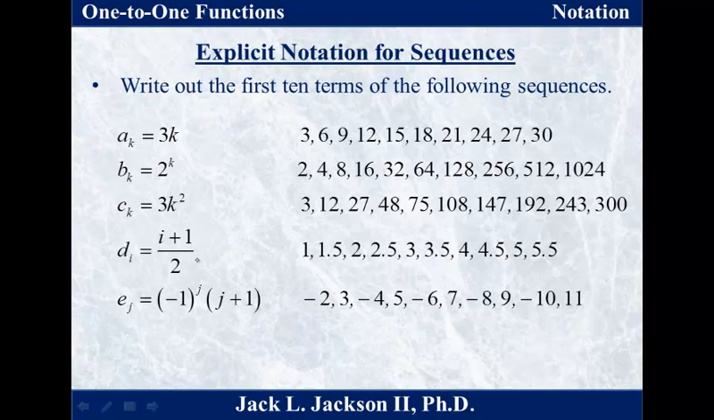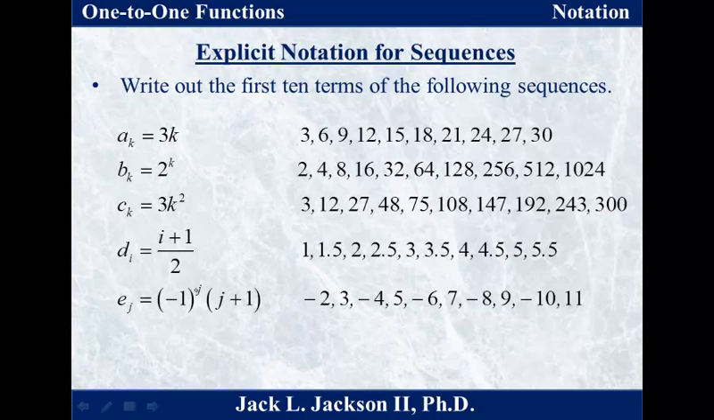I plus 1 divided by 2, so that's 1. Plus 1 is 2, divided by 2 is 1. Put in 2, 2 plus 1 is 3 over 2, so that's 3 halves, or 1.5. Put in 3, 3 plus 1 is 4, divided by 2 is 2, and so forth, and we see that this one is going up by a half each time.